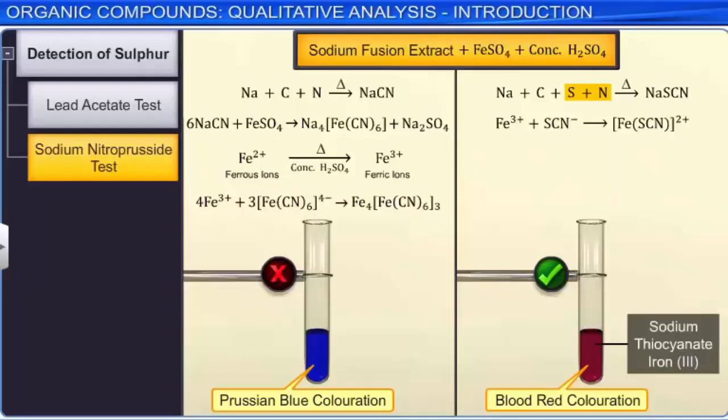And then treat it with ammonium molybdate. If a yellow precipitate of ammonium phosphomolybdate is formed, it indicates the presence of phosphorus.